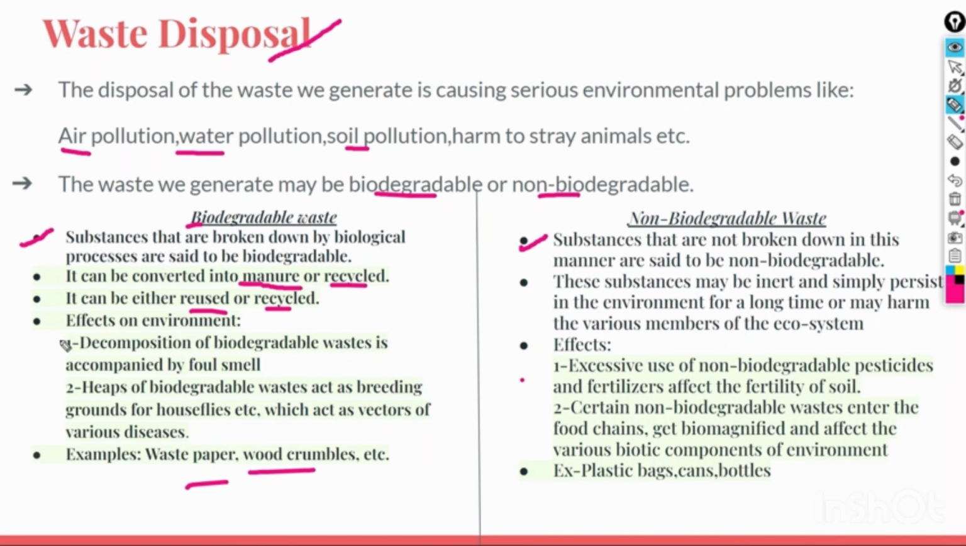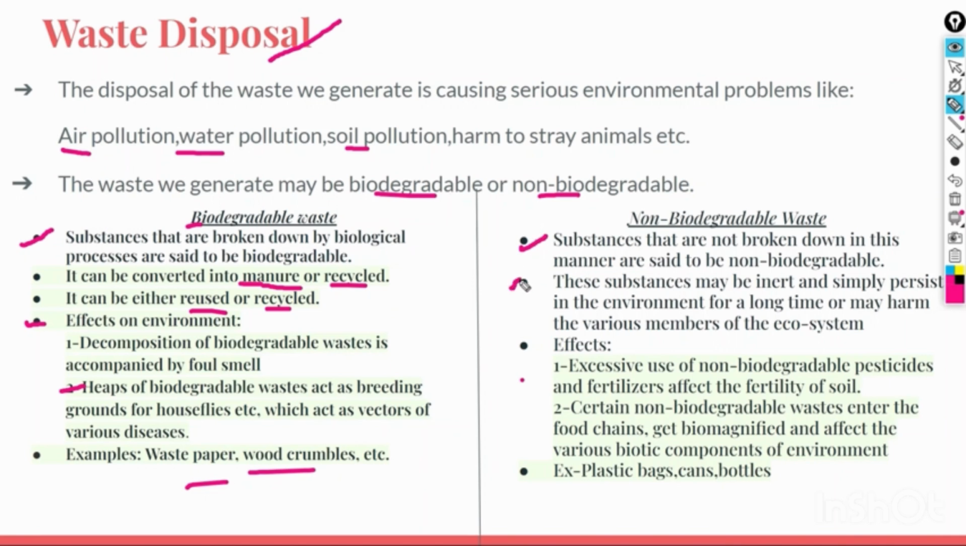They also have their effect on the environment. The negative effects of biodegradable waste are, first, when they are degraded, they cause a foul smell in the environment. And the second is they can be a breeding ground for various mosquitoes. Wherever there is a collection of biodegradable waste, there can be mosquito breeding. So these are the two effects of biodegradable waste on the environment, but overall biodegradable waste is better and suggested rather than non-biodegradable waste.